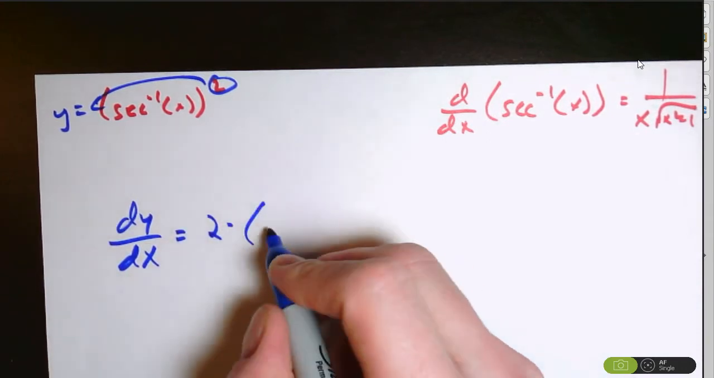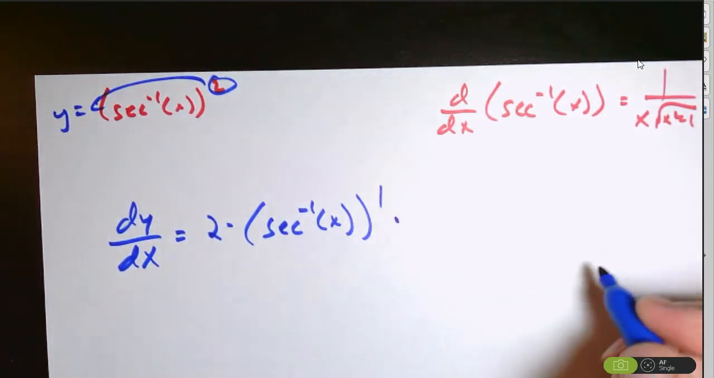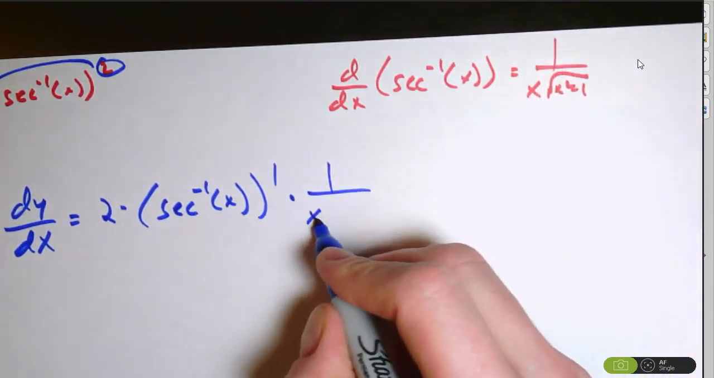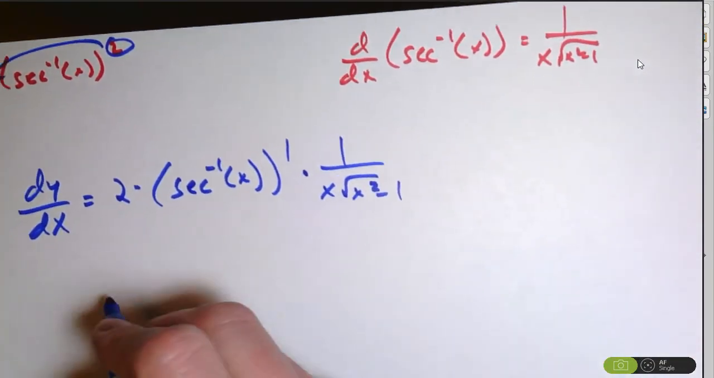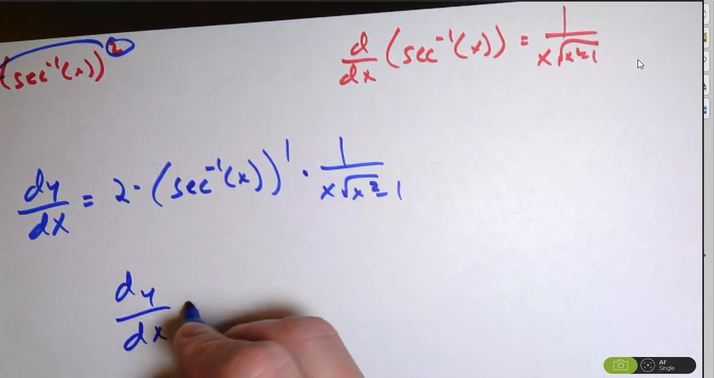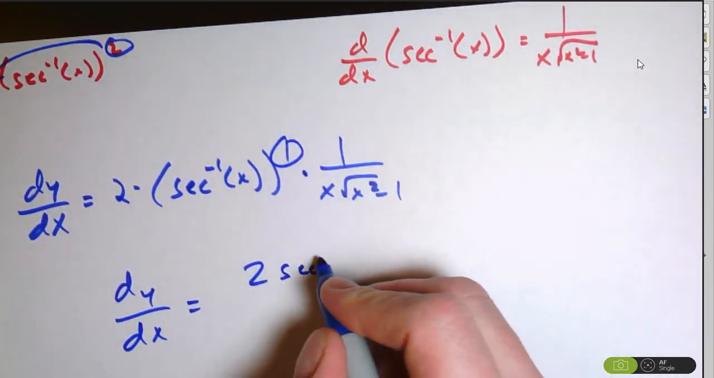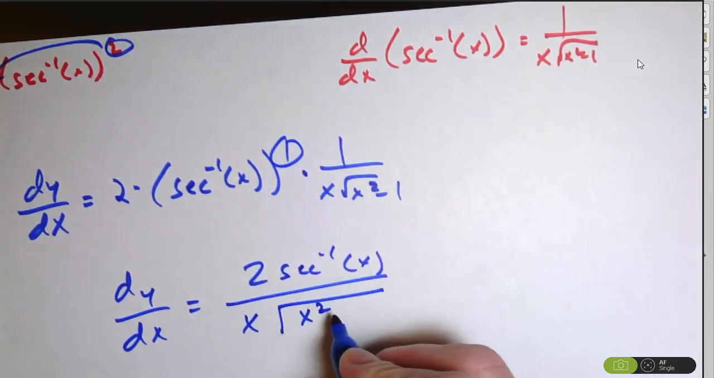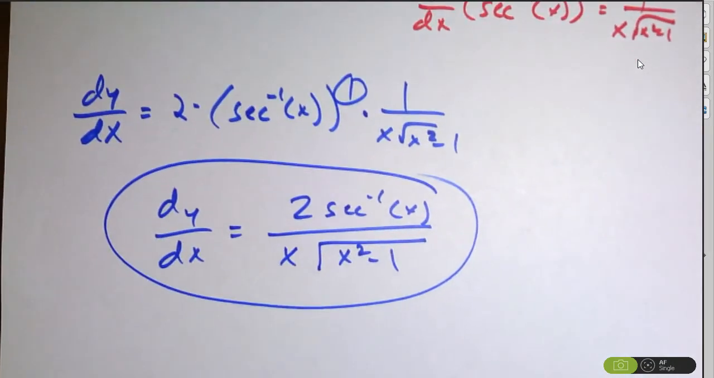2 times inverse secant of x to the first, times the derivative of inverse secant x, which is really just this guy. So to clean all that up then, 2, because this is to the first power, so I can drop that, inverse secant of x all over x times the square root of x squared minus 1. There we go.